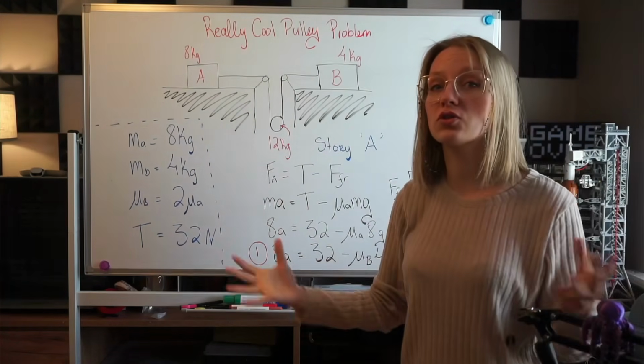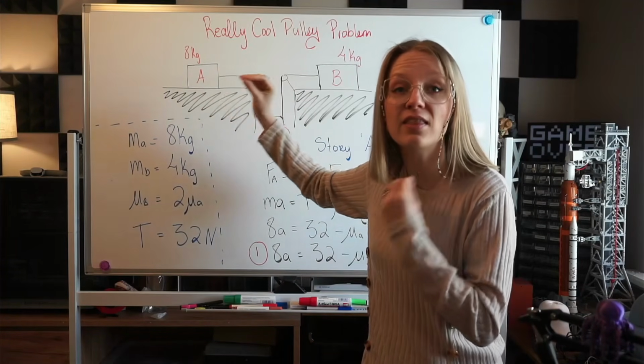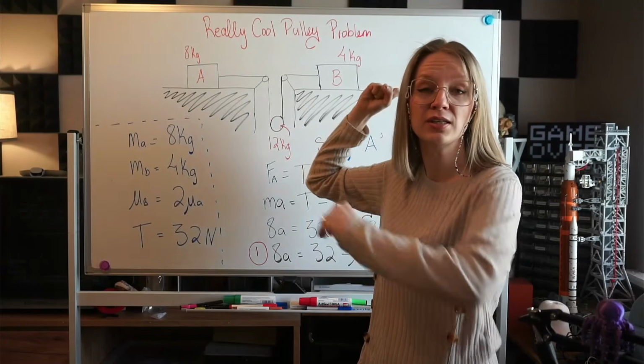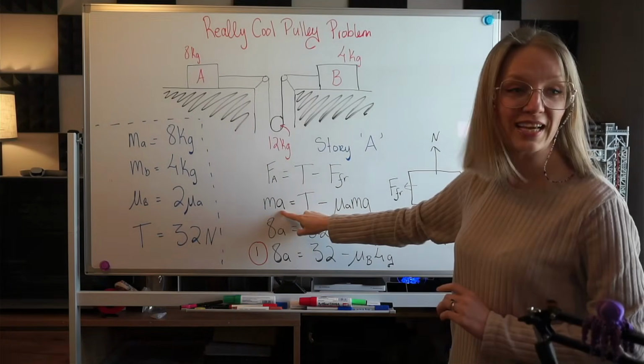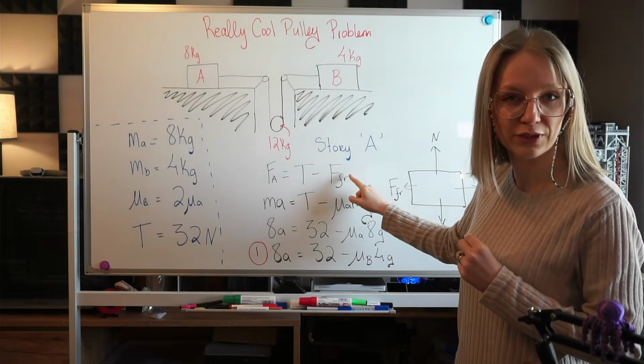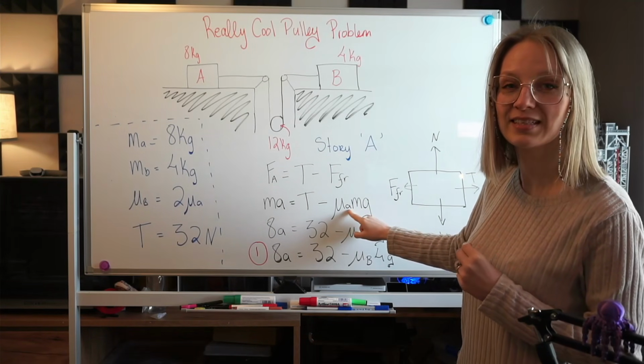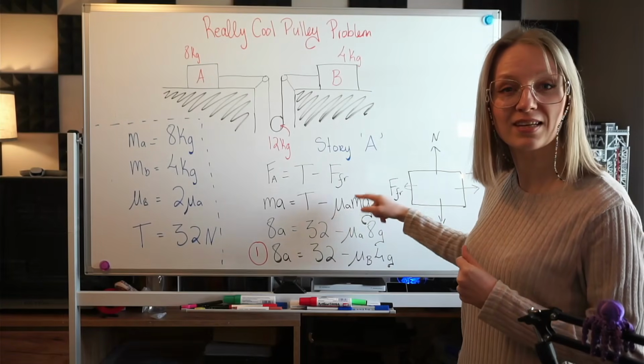That's the total story. If we held A's hand and said, how are you feeling? This is what it feels. It feels the tension and it feels the kinetic friction. Newton's second law, force is equal to ma. Tension is just a force. And the formula for the force of friction is the coefficient of kinetic friction of object A, in this case, times the normal, which is mass times, in this case, gravity.